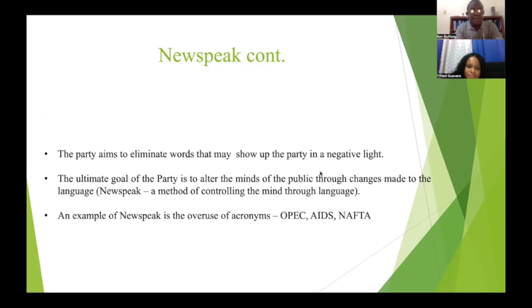The party aims to eliminate words that may show up the party in a negative light. The ultimate goal of the party is to alter the minds of the public through changes made to the language. Newspeak, a method of controlling the mind through language. Examples of newspeak is the overuse of acronyms like OPEC, AIDS, and NAFTA.